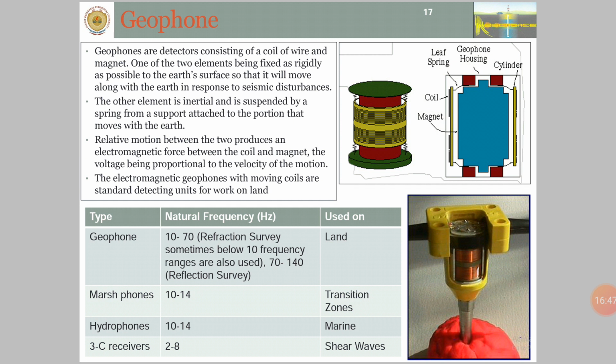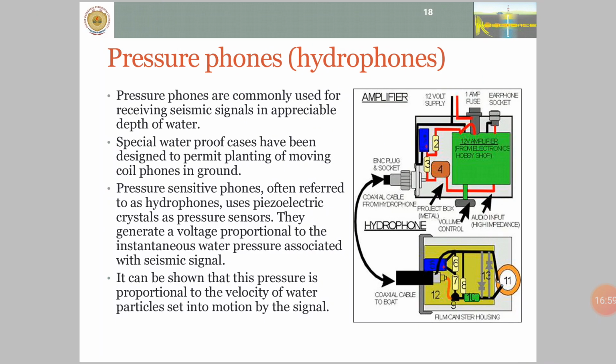Hydrophones have a frequency range between 10 to 14 Hz and are used in marine surveys, and 3C receivers have frequencies between 2 to 8 Hz, normally used in shear wave acquisition. There are pressure phones or hydrophones which are used for marine surveys. We don't use geophones in marine surveys. Pressure phones are commonly used for receiving signals in appreciable depth of water.